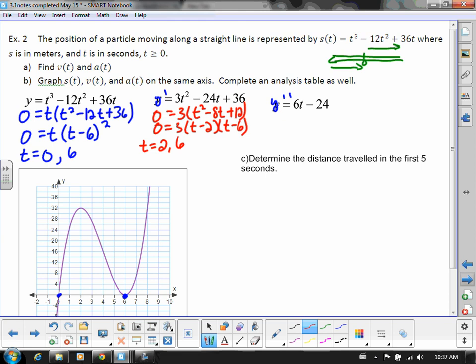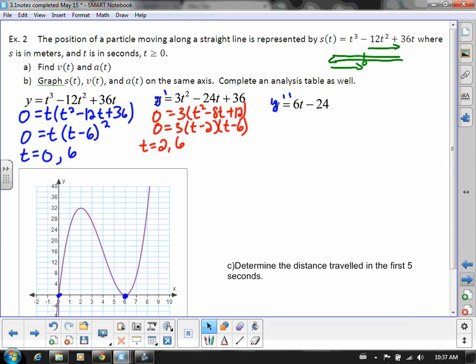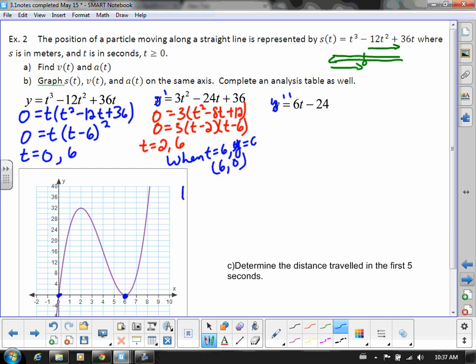So I know that when I'm looking for the coordinate of this value, when t equals 6, y equals 0, so I have the coordinate (6, 0). If t is equal to 2, I know that y equals 32. And you get that by substituting into the original. So I have that coordinate (2, 32). So that justifies this point right here.